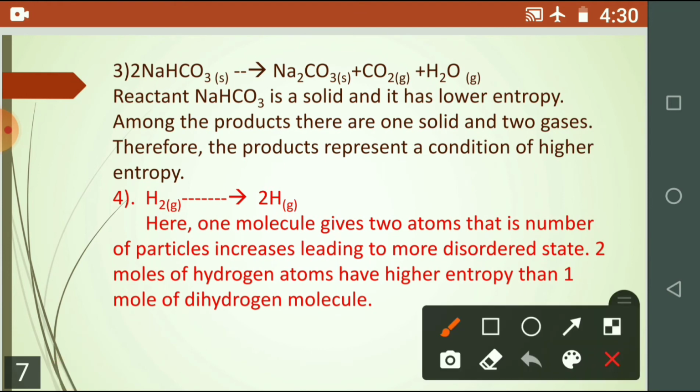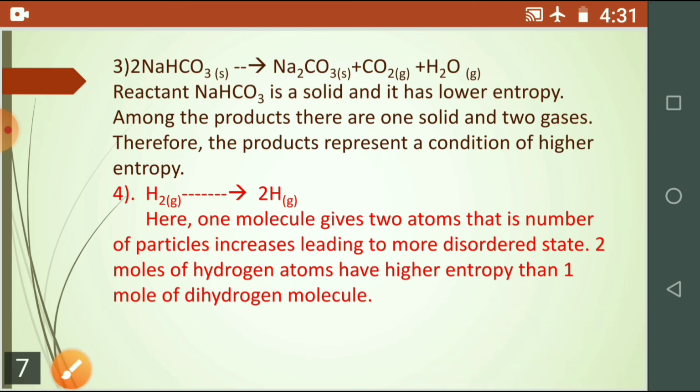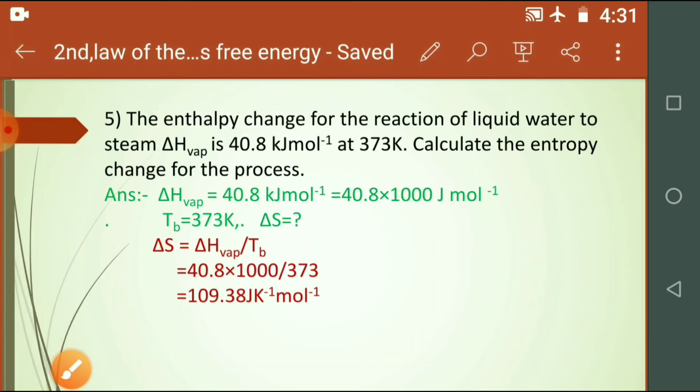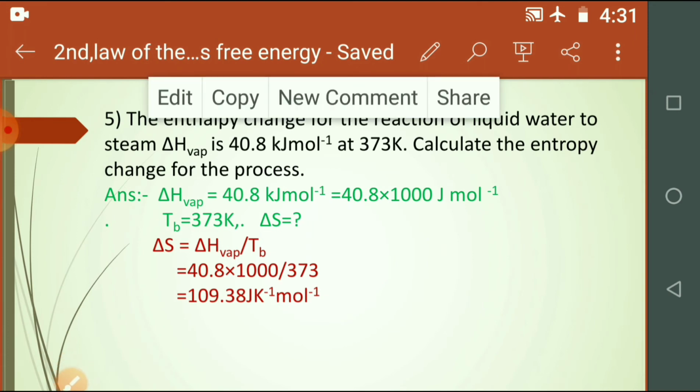Next, another reaction: 2NaHCO3 solid. Upon heating, it gives Na2CO3 solid, CO2 gas, H2O. Here, from solid, gas and gas are formed. That's why we say 2 moles of solid give 1 mole of solid and 2 moles of gases are produced. Therefore gases, that is molecules, will be moving randomly. That's why entropy increases.